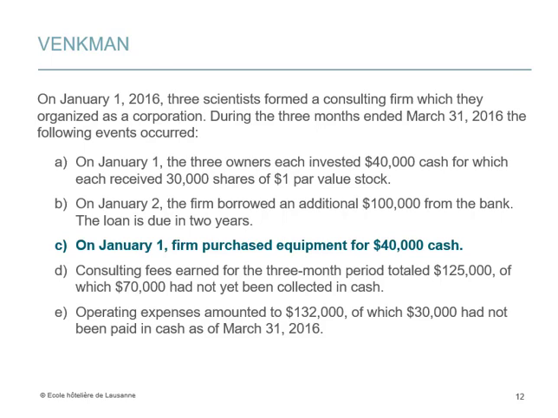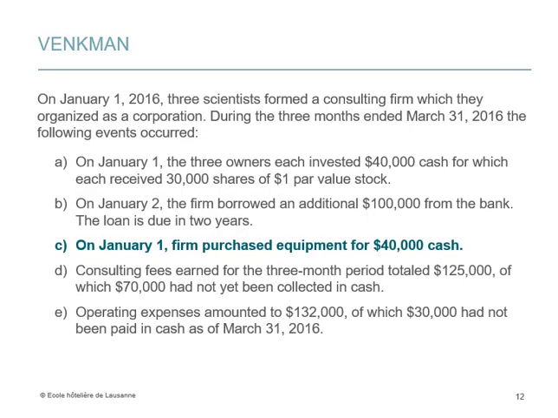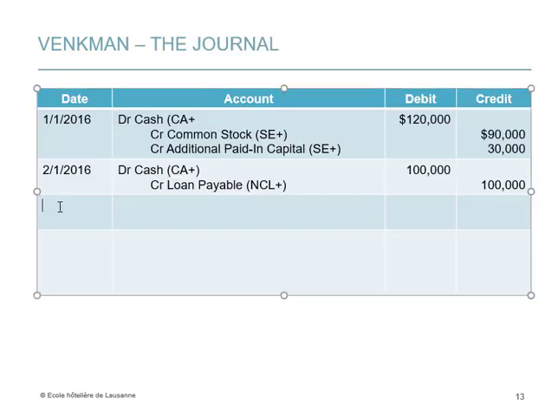We shouldn't worry about this. The third transaction happening, that is on January 1st, the firm purchased an equipment for $40,000 in cash. So how will we record it? So we know the transaction happened again on January 1st. So we recorded on January 1st, we bought an equipment. So we debit our equipment. It's an asset account. We increase our asset account.